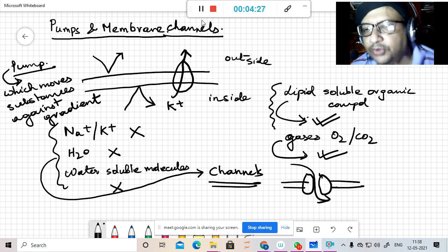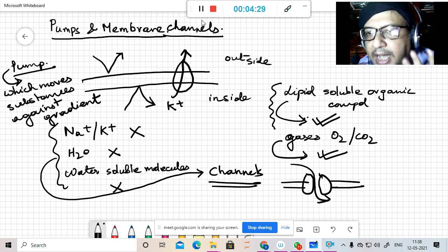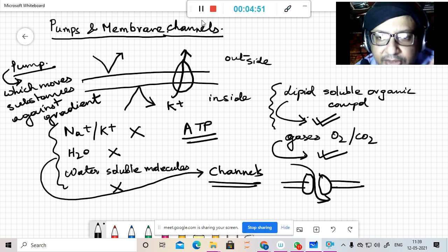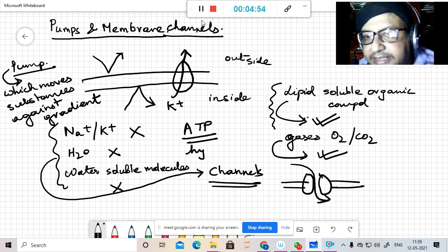As you know, ions flow in diffusion from higher concentration to lower concentration, and not from lower concentration to higher concentration. So if you want to push an ion from a lower concentration to a higher concentration side, the opposite side, you need a pump, and for that you need to spend energy, and that energy is utilized in the form of ATP hydrolysis. This ATP hydrolysis releases energy, and this energy is used to drive ions from the lower concentration to the higher concentration side.